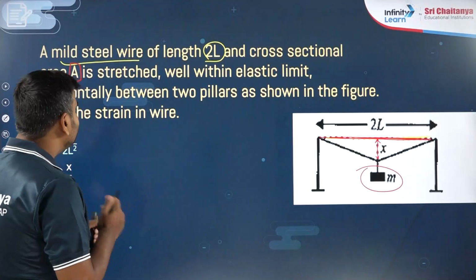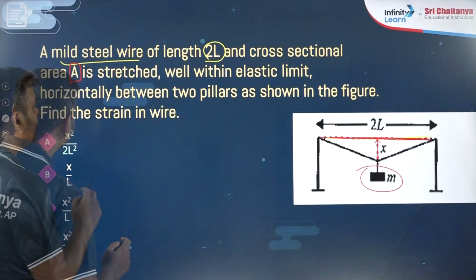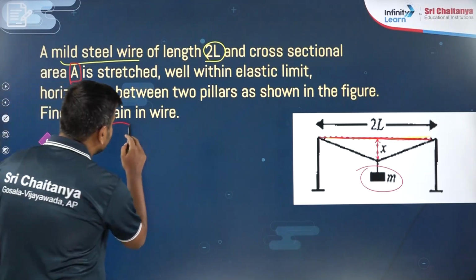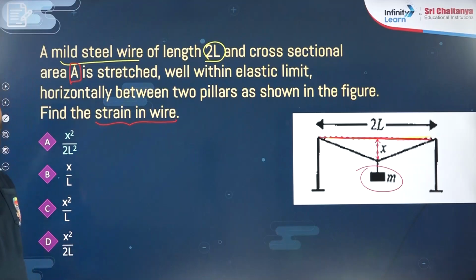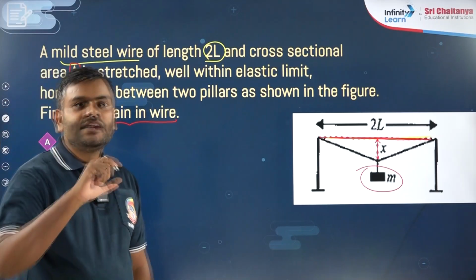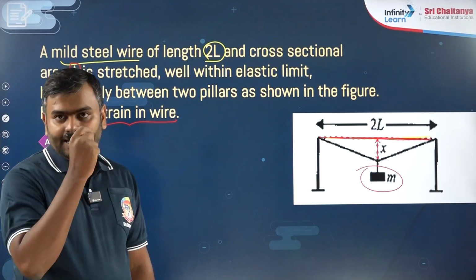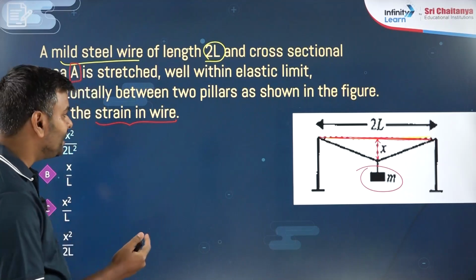What they are asking us to calculate is the strain in the wire. What is the strain we have in the wire? It means that strain value, that is delta L by L, they are asking us to calculate. How can we calculate that?